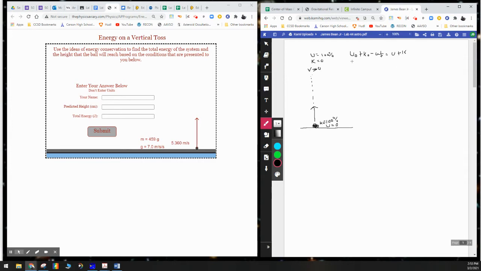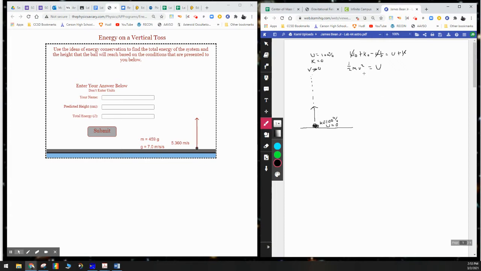So let's plug in what's going to be 0. Initial potential energy is 0. There's no work done by friction, and the final kinetic energy is going to be 0. The kinetic energy here we should know is going to be 1/2 mv squared. That's going to all be converted into final potential energy at the top.